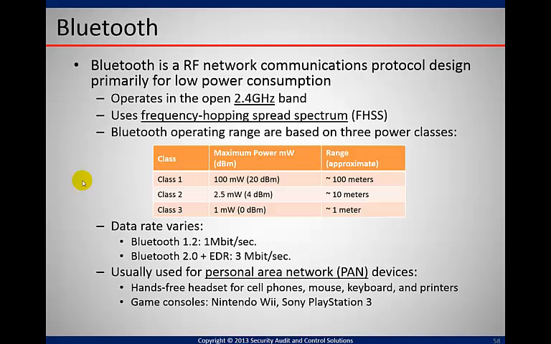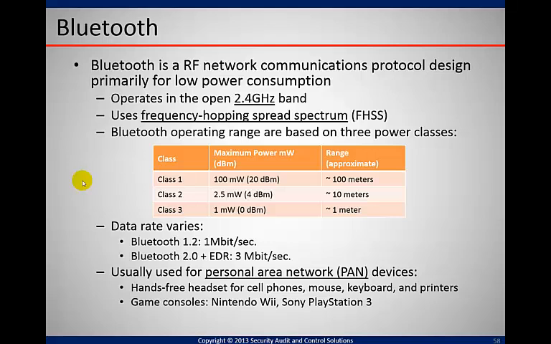Then Bluetooth is a radio frequency network communication protocol designed primarily for low power consumption. It also operates in the open 2.4 gigahertz band, such as wireless, and it uses frequency hopping spread spectrum. Bluetooth operating range is based on 3 power classes. Class 1, 100 milliwatt, 20 dBm. The range is approximately 100 meters. Then class 2, 2.5 milliwatt, a little bit lower, 4 dBm, and about 10 meters. And class 3, which is 1 milliwatt, 0 dBm at approximately 1 meter.